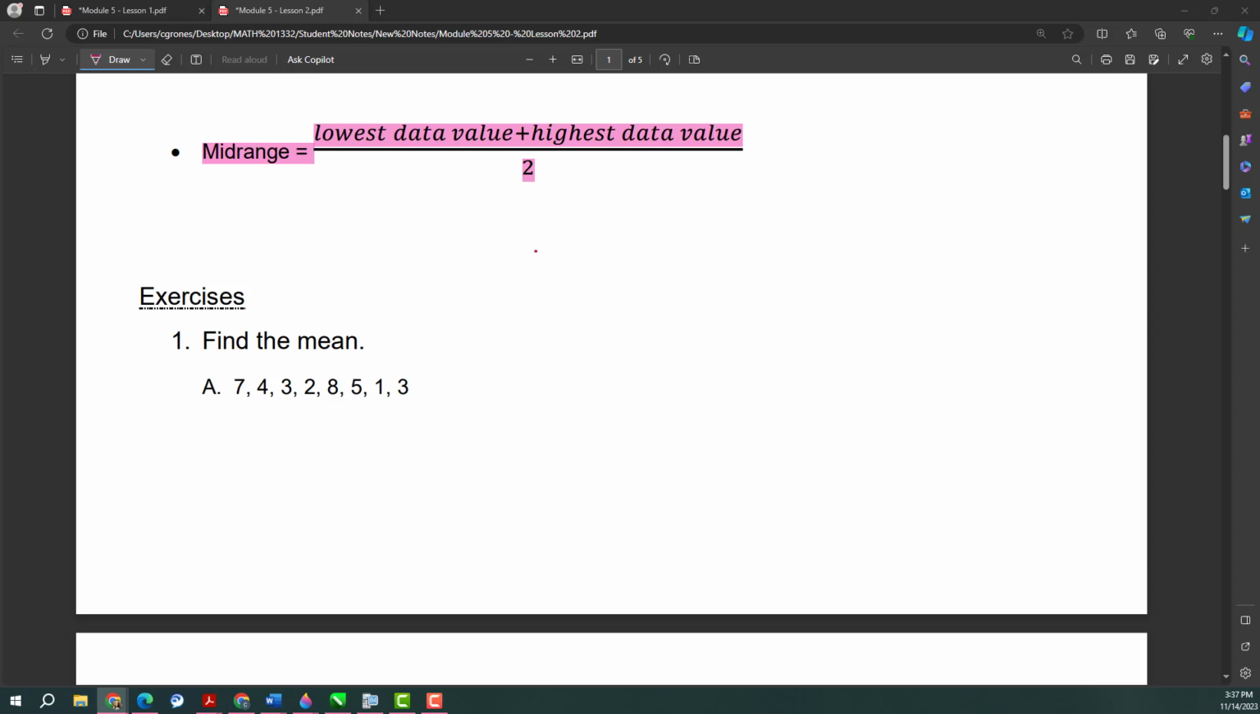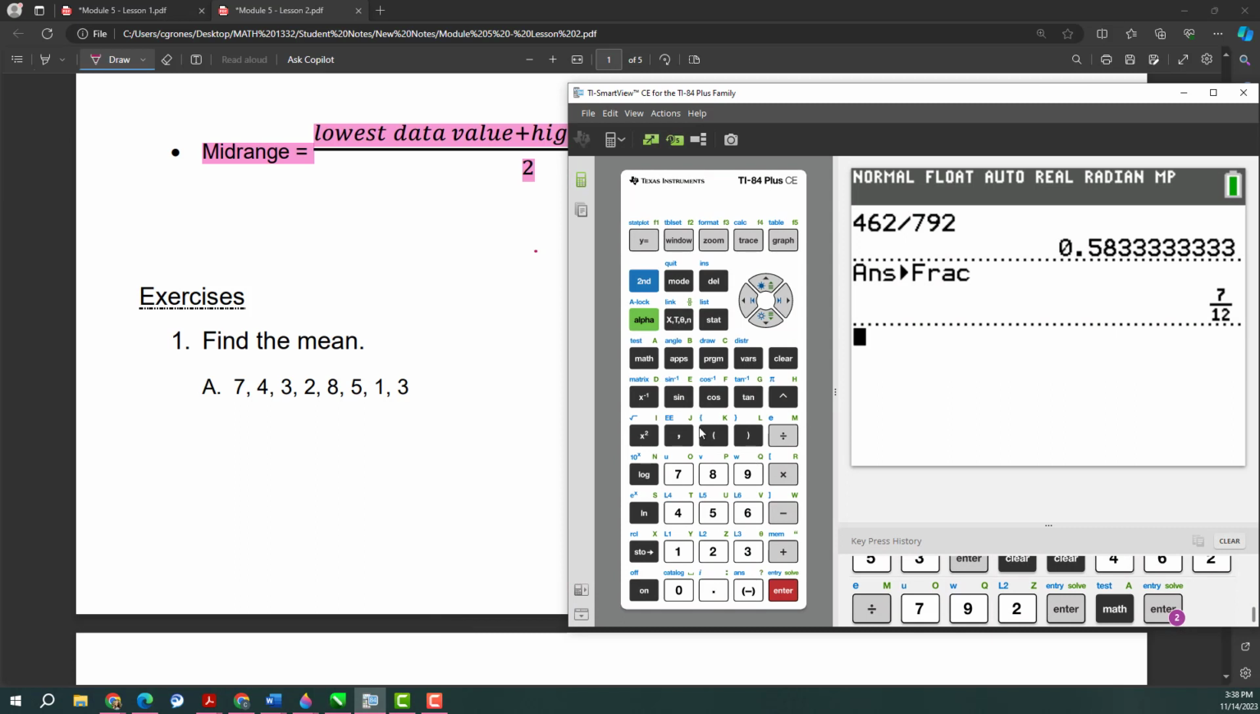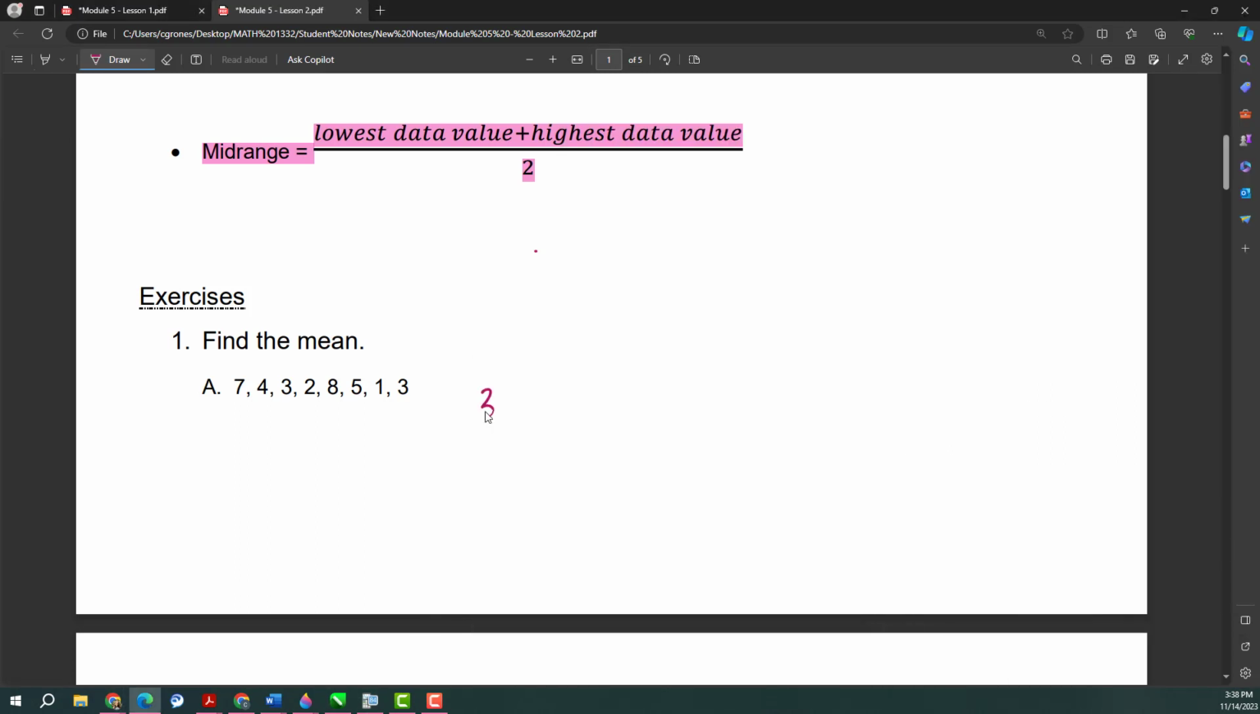Okay. All right, number 1, find the mean. So we are going to take the sum of the data items and divide by the number of items. So when we add all of these up, did anybody work it out? 4.125. Okay. So you should get 33 and then divided by 8. And that gives you 4.125.